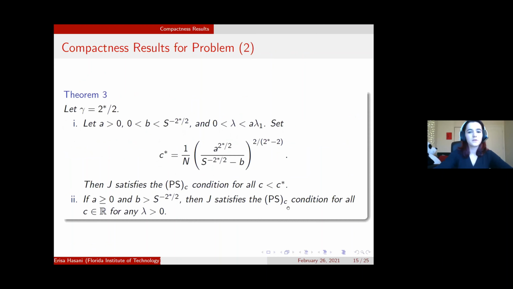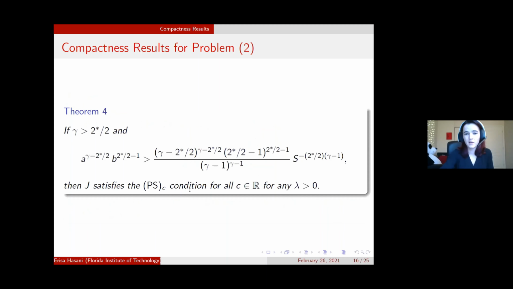Now for the case where gamma is equal to 2 star over 2, if we have A positive, B between 0 and this number, and lambda between 0 and A lambda 1, then we can find C star given by this number, and again the J functional will satisfy the PSC condition for all C less than C star. For the second part, if A is bigger or equal than 0 and B is bigger than this number, then J will satisfy the PSC condition for all C in R, and that will be the case where I is empty.